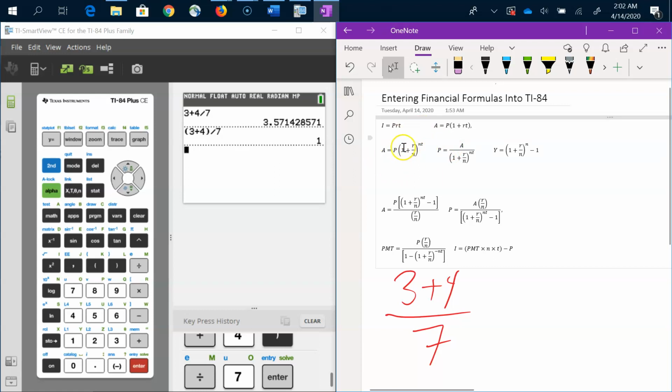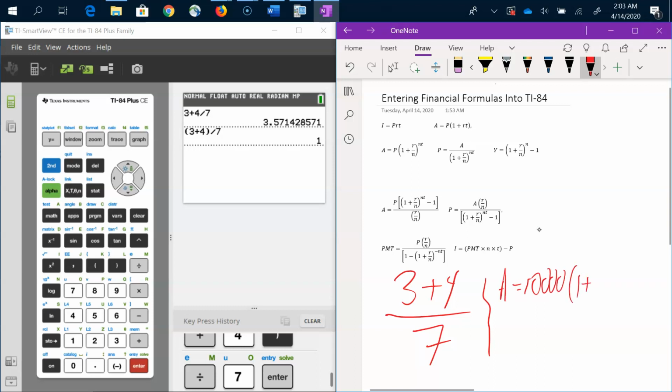So this one is the compound interest formula. So the total amount is equal to the principal times 1 plus the interest rate over the number of times you compound, to the power of nt. And let's say that I'll get my pencil out here. Let's see, I've got A is equal to, let's say, $10,000 times 1 plus the interest rate's 4%, let's say.